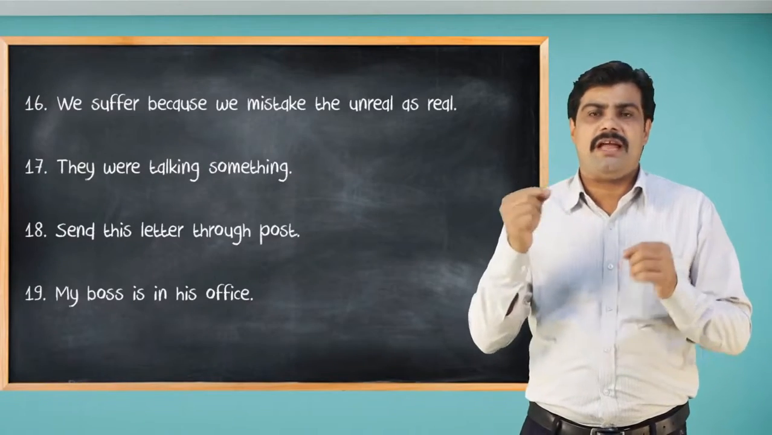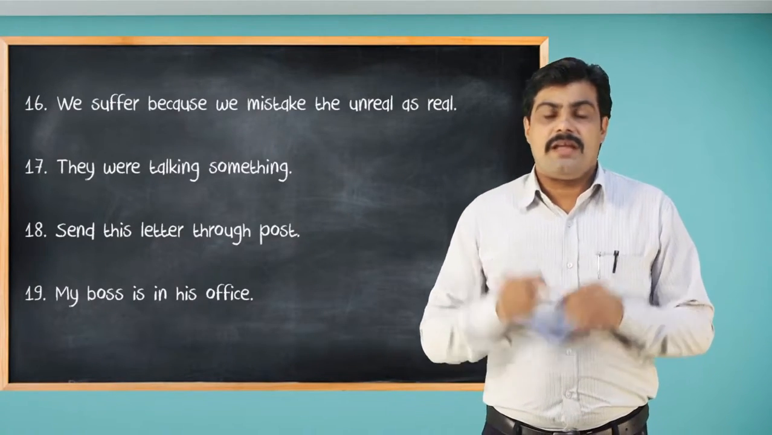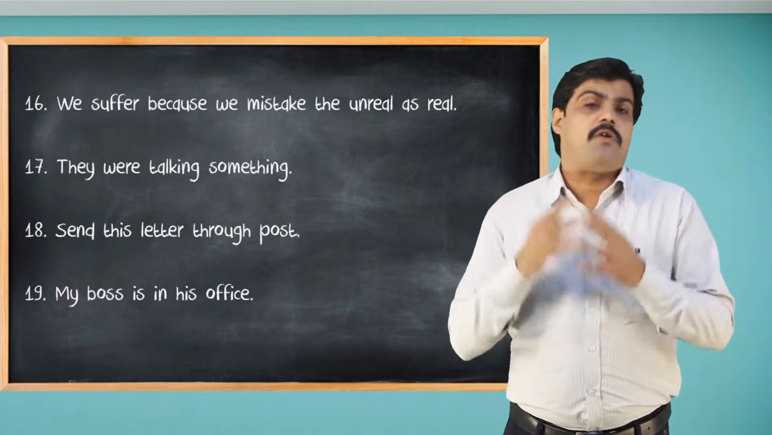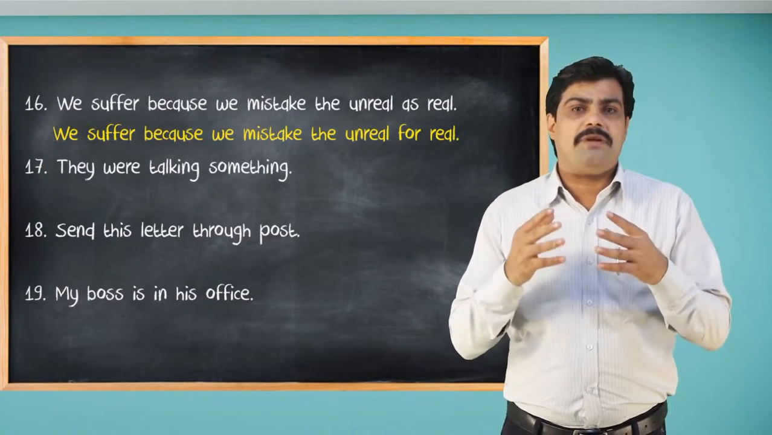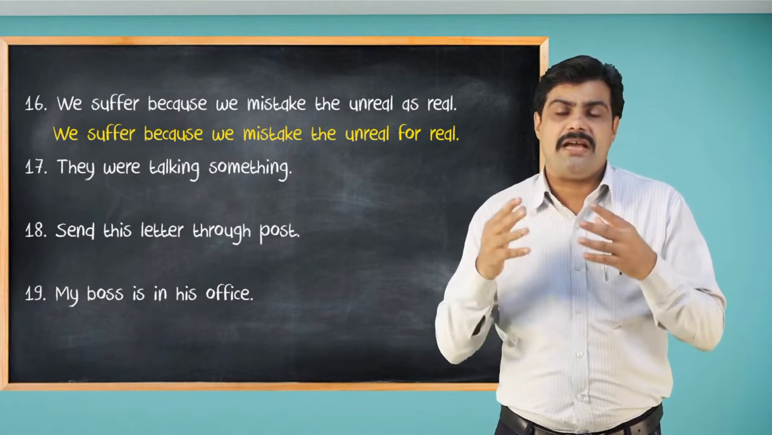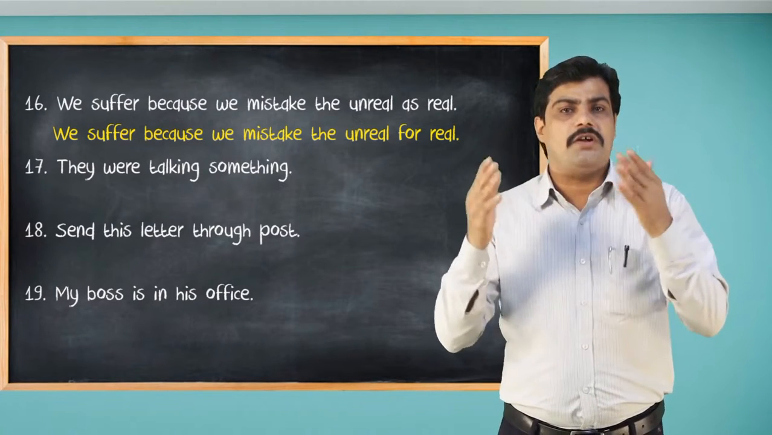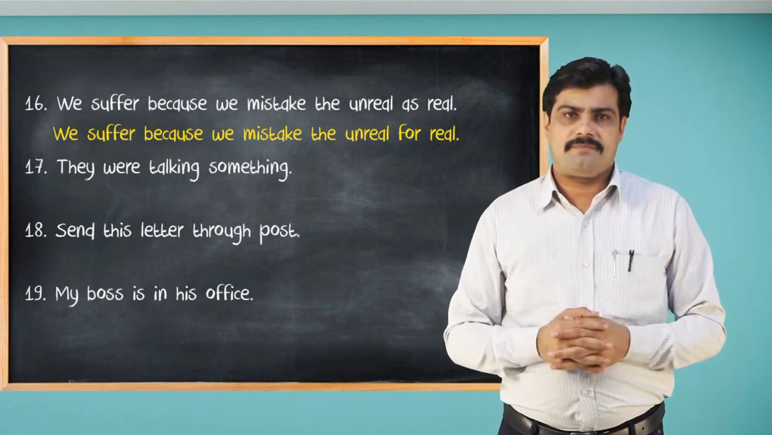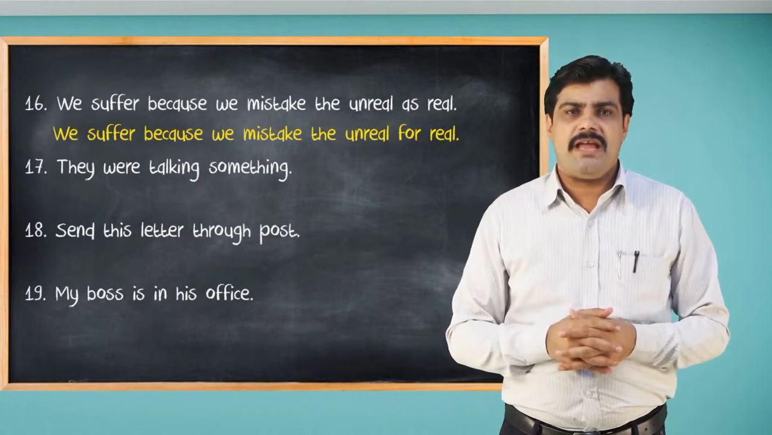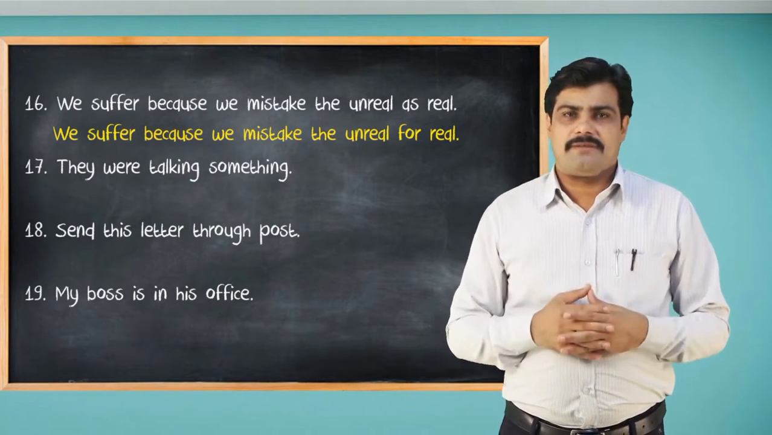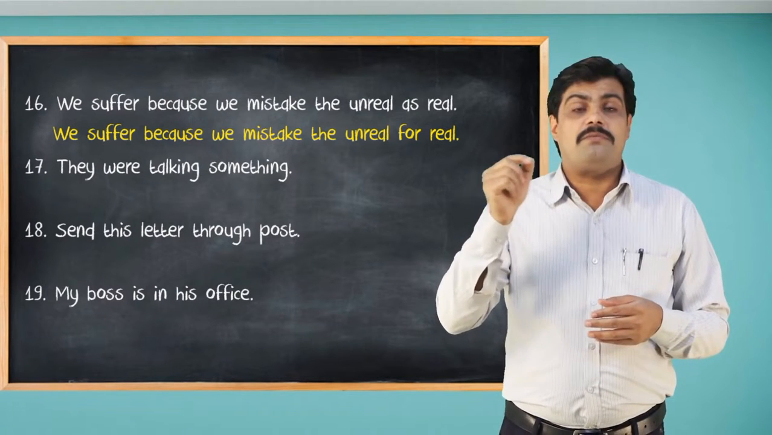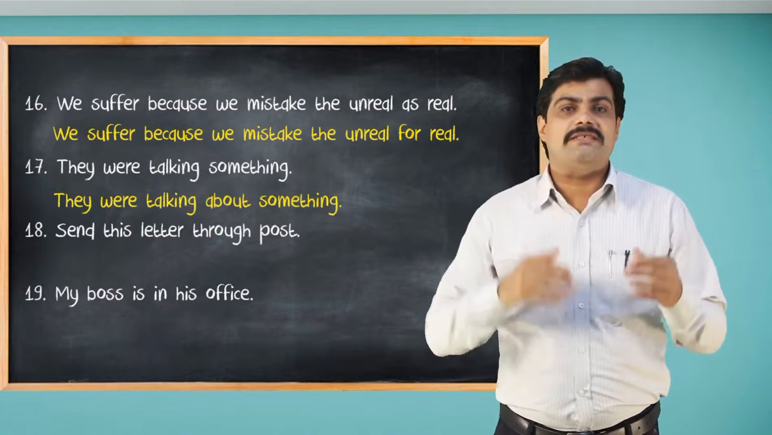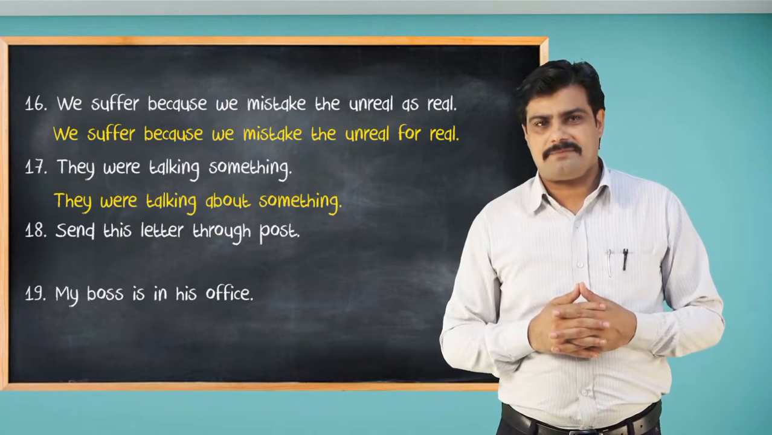We suffer because we mistake the unreal as real. Here the preposition as is wrong. Erase as and use for. Now the correct sentence would be, we suffer because we mistake the unreal for real. Another sentence you see, they were talking something. Use the preposition about with the verb talking. So say the sentence, they were talking about something.